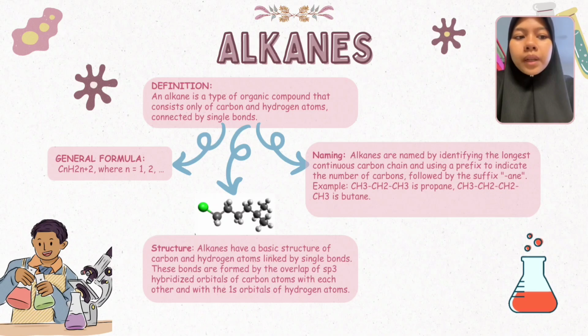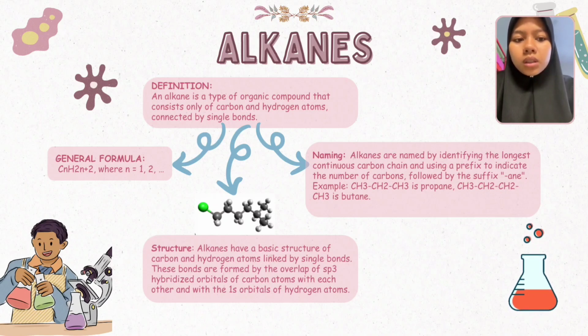Alkenes are named by identifying the longest continuous carbon chain and using a prefix to indicate the number of carbon, followed by a suffix -ane. Example, CH3CH2CH3 is propane. CH3CH2CH2CH3 is butane.